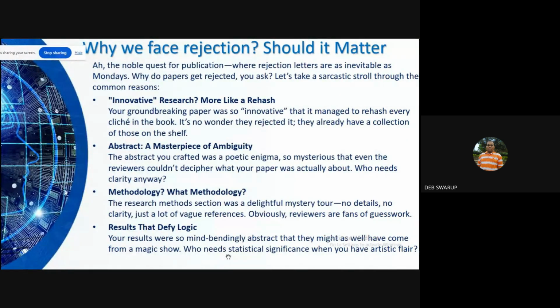One can read that your research is not innovative, or the abstract is a masterpiece of ambiguity. It is written in such a bad manner that the editors and reviewers could not decipher what was written. And the methodology was a delightful mystery. It was such a mysterious methodology, it lacked a lot, that it was outright rejected. Then, the results that defy logic.